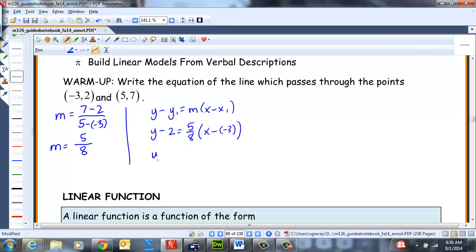Okay, so we'll clean it up a little. I'm just going to keep this in point slope form of the line. If you want to get it into slope intercept, you would just isolate y. How'd you do? Very good.